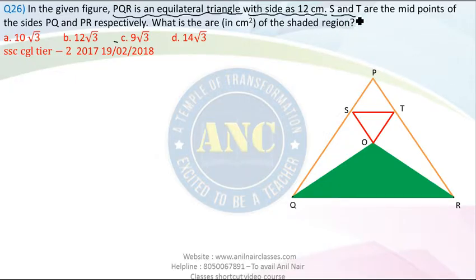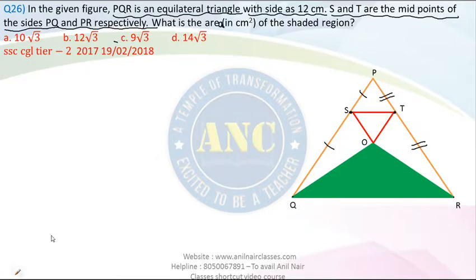Next, S and T are the midpoints of PQ and PR respectively. Yes, again the diagram is not looking like that. Do not worry too much about the diagram on the right side of the screen. What they are actually saying is S and T are midpoints. That means you should understand that PS and QS values are the same, PT and TR values are the same. That is what you should understand basically. What is the area of the shaded region? That means the green color shaded portion area, I need to find it.